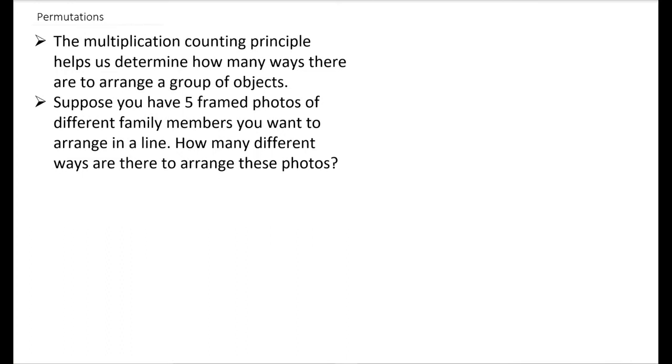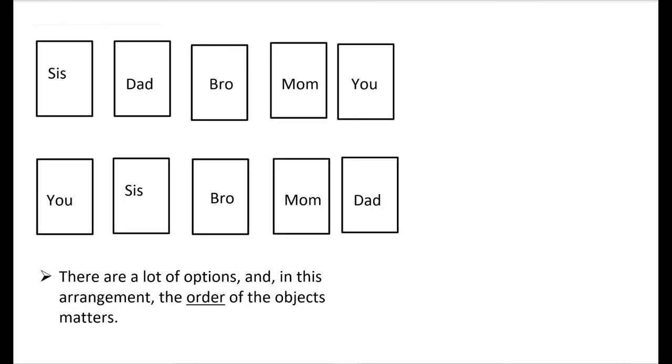So in this case, let's look at some examples. You could have a photo of your sister, dad, brother, mom, and yourself in that order. Or you could arrange it so that you have a picture of yourself, then your sister, then your brother, then your mom, and then your dad.